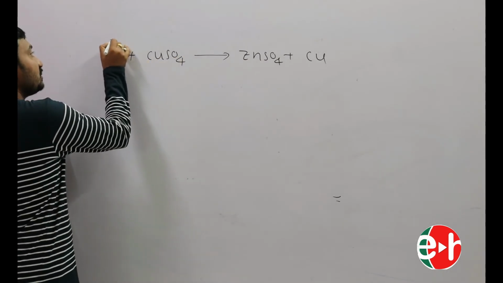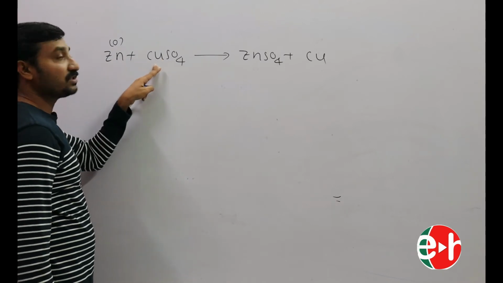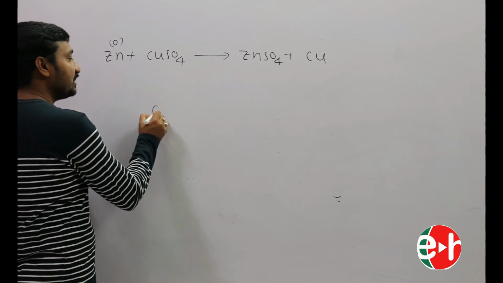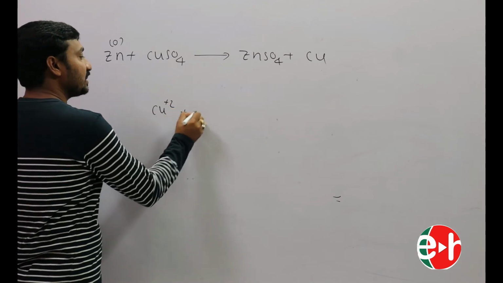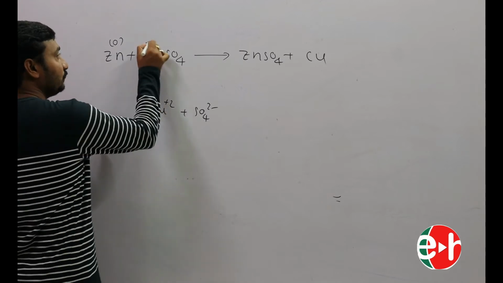Here Zn oxidation state 0. Why? Because uncombined state. In CuSO4, copper oxidation state +2. Why? Because it dissociates as Cu2+ and SO4 2-. SO4 2-, so copper +2.